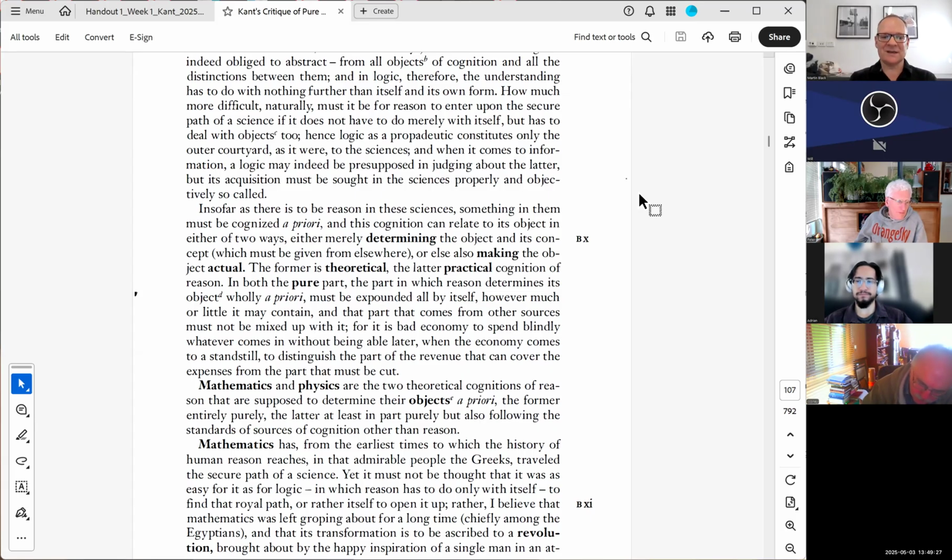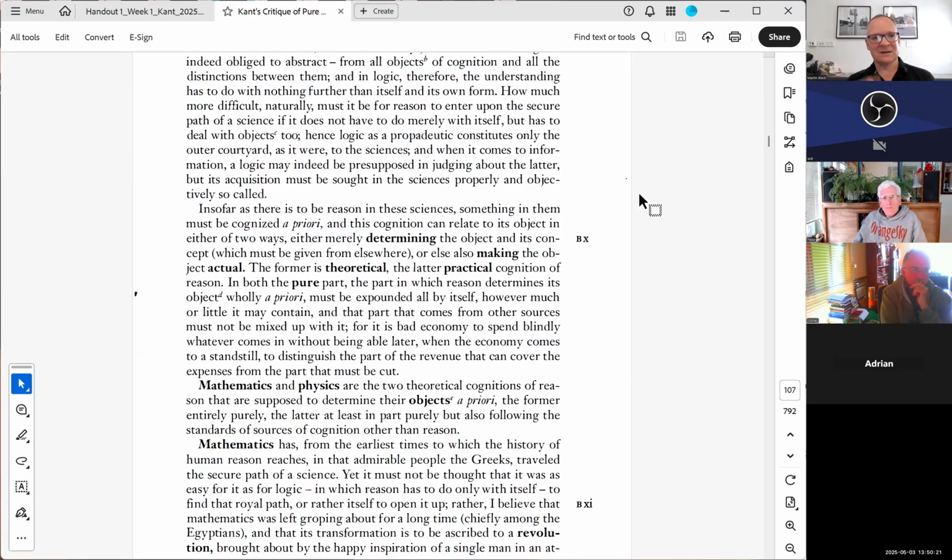I want to come down to the next paragraph where he says, mathematics and physics are the two theoretical cognitions, theoretical as opposed to practical. Right? Theoretical cognitions of reason that are supposed to determine their objects a priori. The former entirely purely. So in mathematics, there is no sensed object. Obviously, we use diagrams and numbers all the time, and he discusses this at length in the first part of the second part of the whole book, in the discipline of pure reason. There's an extensive discussion of mathematics, which is in itself of great interest. But the objects of mathematics, that appears to be the science where things are necessary and universal. 2 and 2 is 4 here, and in Persia, and in Athens, etc. Yeah?